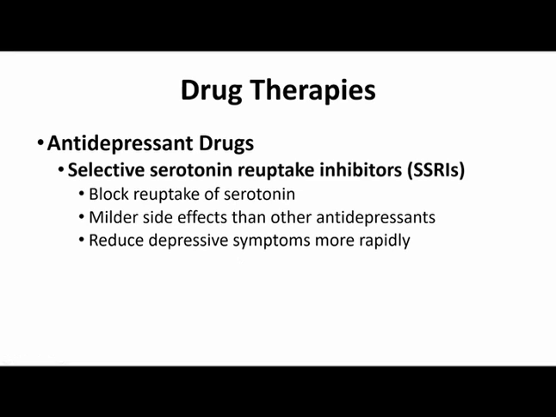So despite the fact that all of these types of antidepressant drugs seem to function in fairly similar ways, SSRIs are becoming a lot more common, and they're slowly starting to replace the other types of antidepressants. One of the major reasons for this is that there are a lot milder side effects with SSRIs than with the other kinds. And they also seem to be really effective at reducing depressive symptoms a lot more rapidly. So the effects are a lot quicker, and the side effects are a lot less, which is why you see a lot of SSRIs being used now, and fewer of the other types of antidepressant drugs.